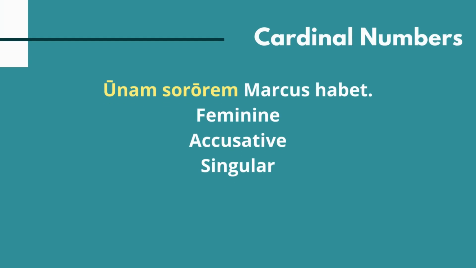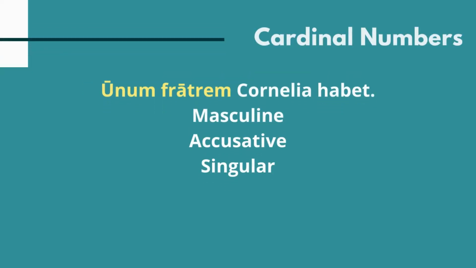Okay, so for example, you might have this. If you said unam sororem Marcus habet, you're saying Marcus has one sister. Unam is feminine accusative singular. It's matching sororem, which is also feminine accusative singular. They have the same case, number, gender. If you want to change it up, you could say unum fratrem Cornelia habet, right? Cornelia has one brother. Unum now is matching fratrem, so they're both masculine accusative singular. So we went from unam, feminine, to unum, which is masculine.